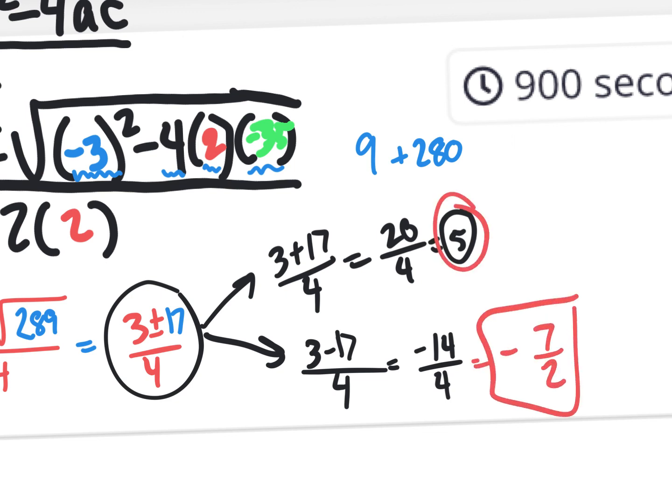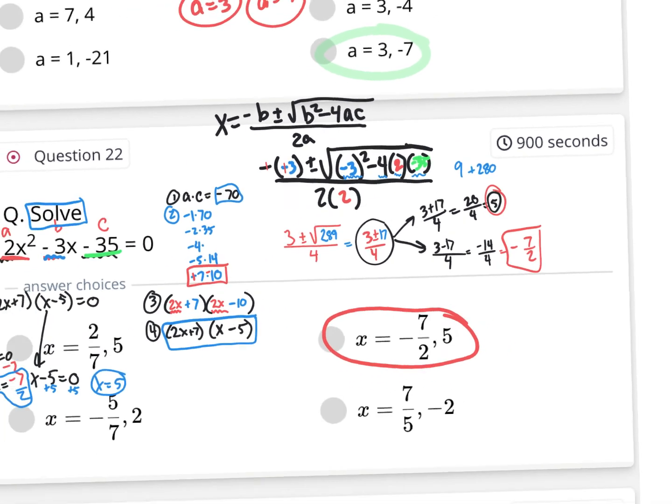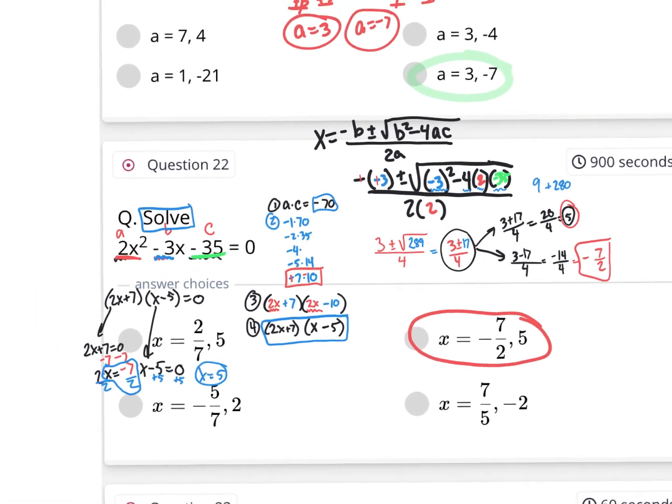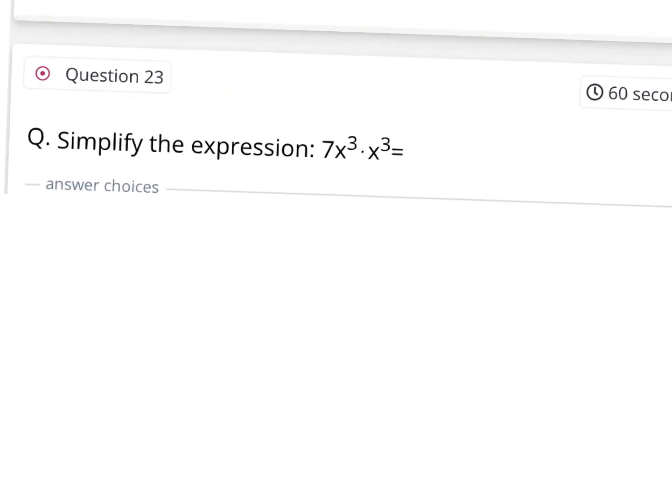So here are your two answers, 5 and negative 7 halves. I don't know if that was any shorter than the other method, but you now know both ways of solving this quadratic trinomial equation. Question 23, that one's ridiculously easy.